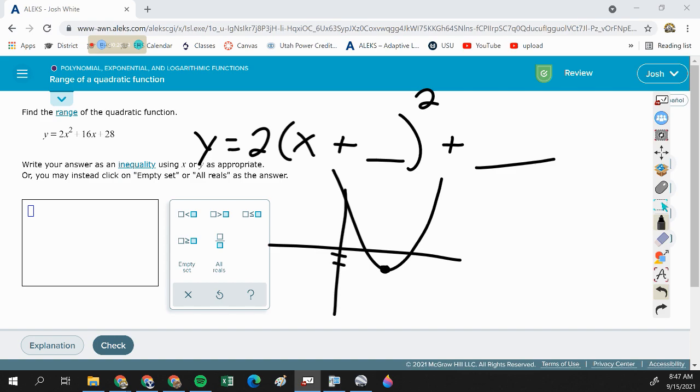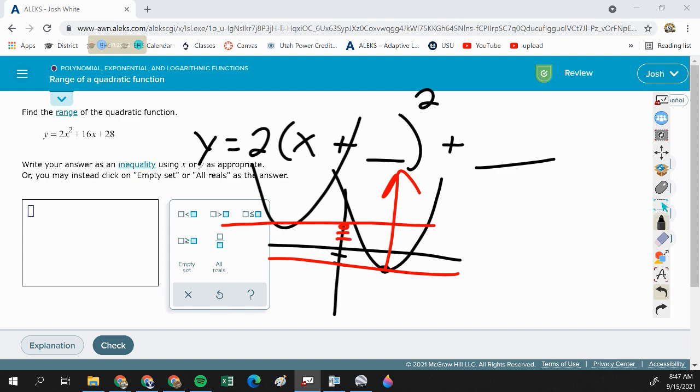The range would be everything from 2 up. If the parabola was here, it would be everything from 3 up. So y is greater than or equal to 3. Whatever the y value of the vertex is, that tells you the range. Okay, any questions? All right, get to work.